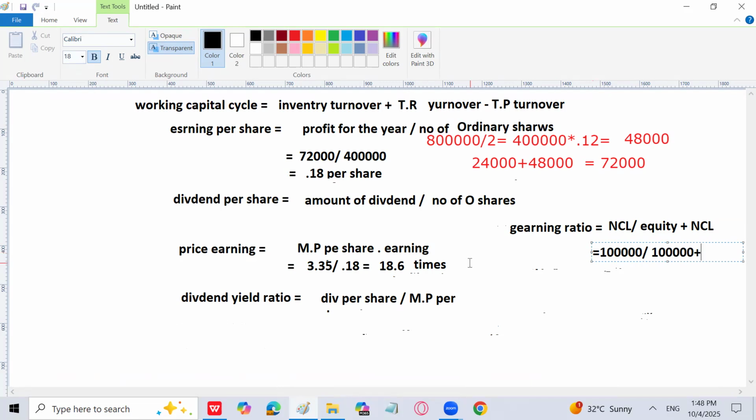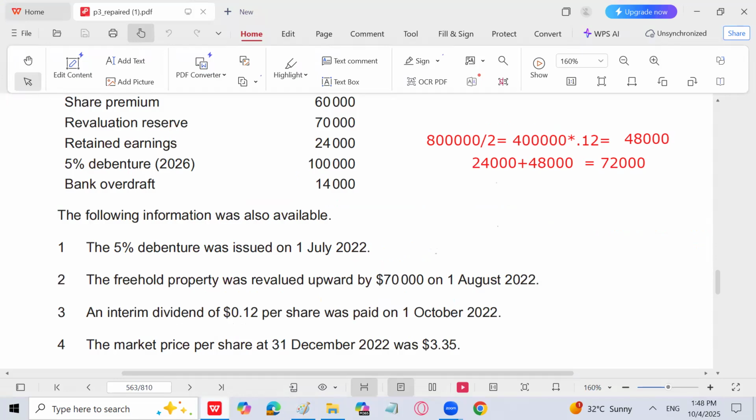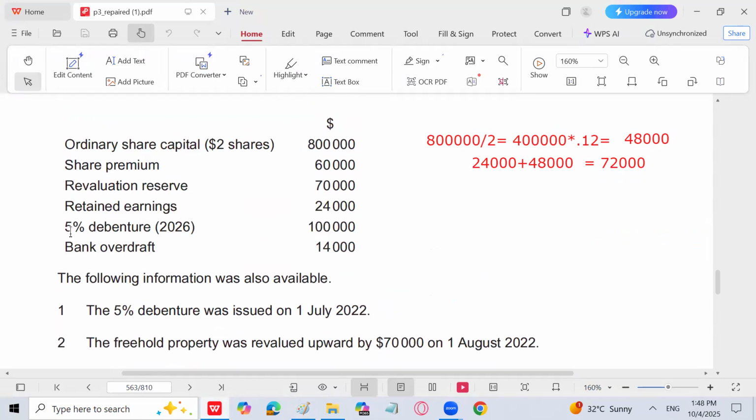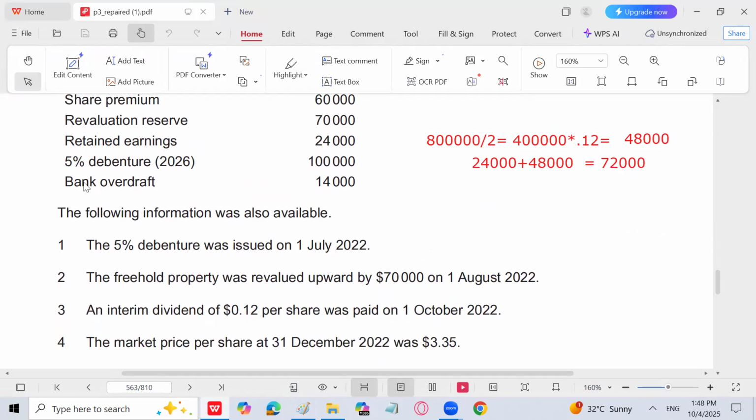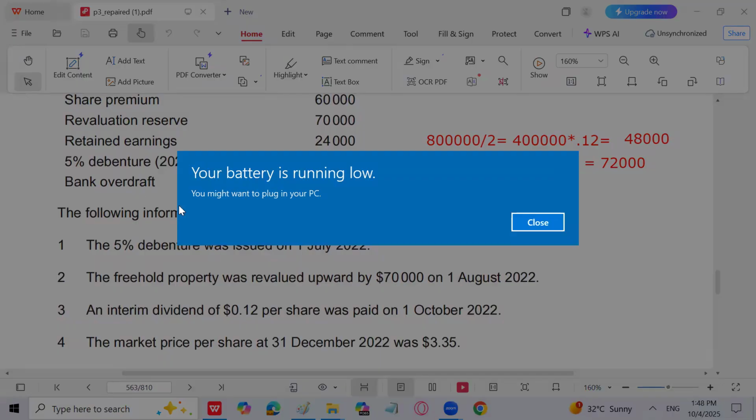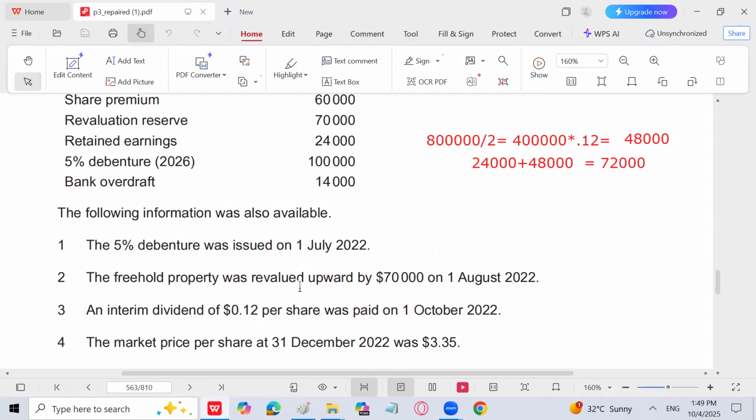Now I have to calculate the equity at the end. So equity is going to be the ordinary share capital, 8 lakh. Then you have to add share premium, then revaluation reserve, then retained earnings. At the end, you will get the amount of equity. And we knew that the debenture is going to be a non-current liability.